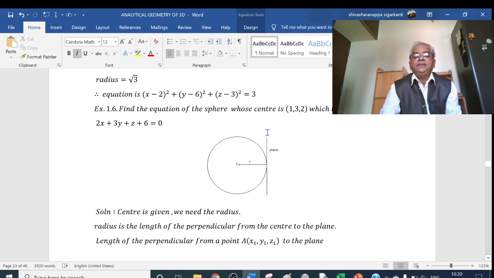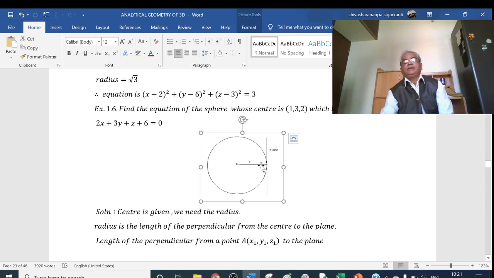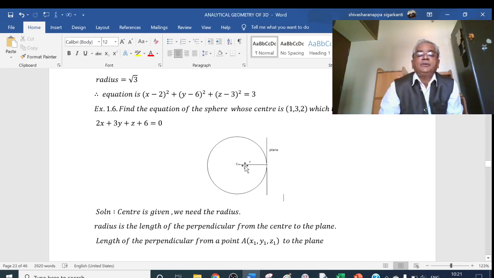Now here, as this is the plane, any line drawn from the center to this plane, this is the tangent plane here. Just touching the plane means this is nothing but the tangent plane. This CP, if I draw a perpendicular from C onto this plane, is nothing but the radius of the sphere. So the radius of the sphere is nothing but the length of the perpendicular from C onto this plane.